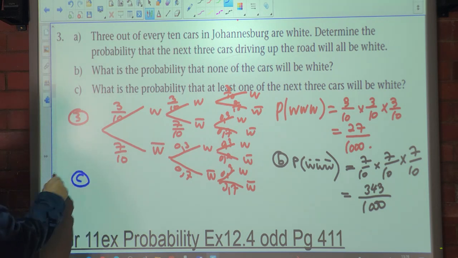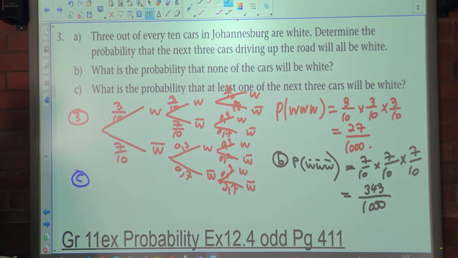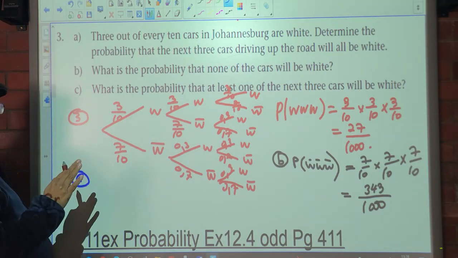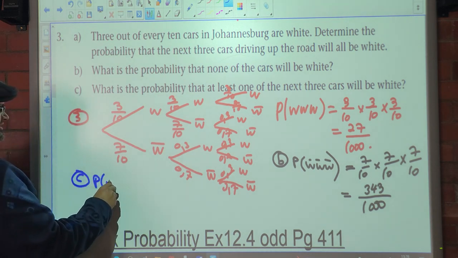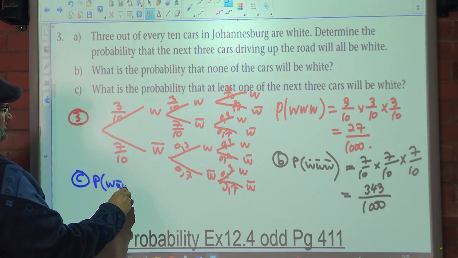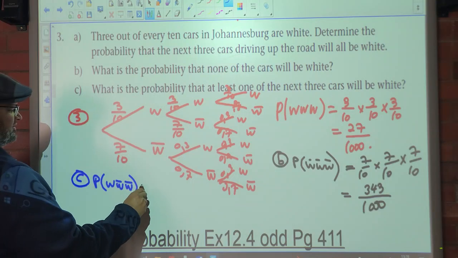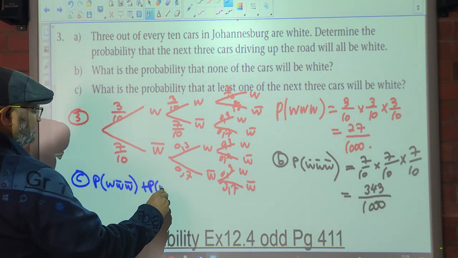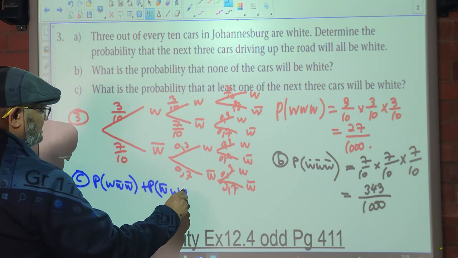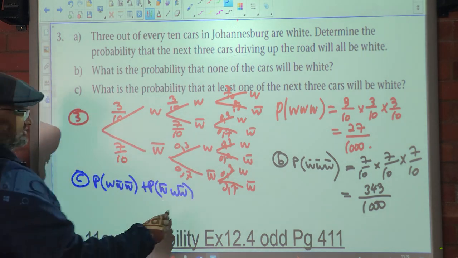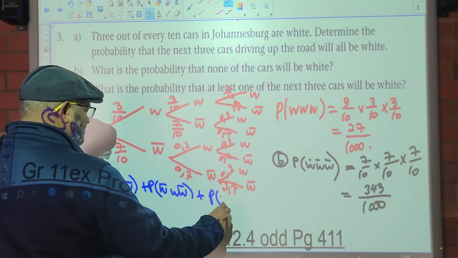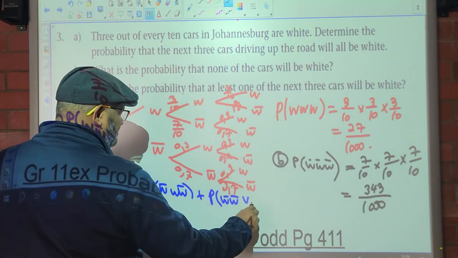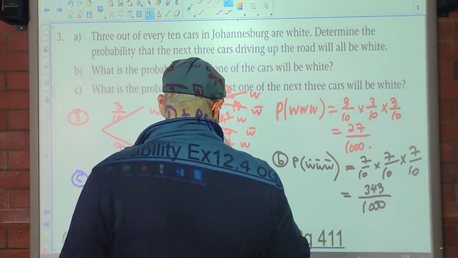Let's look at C. What's the probability that at least one of the next 3 cars will be white? At least one. So it can be the probability of white, not white, not white, plus the probability of not white, white, not white, plus the probability of not white, not white, white. Plus.